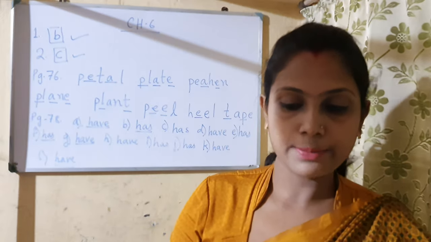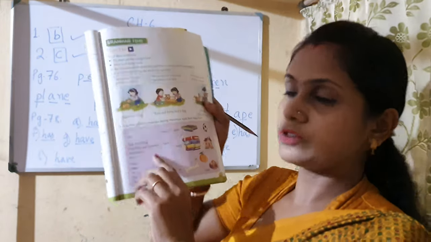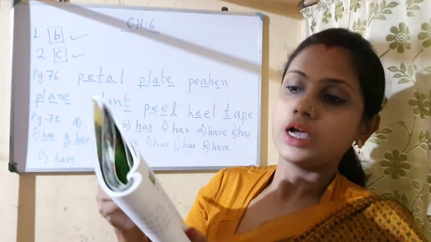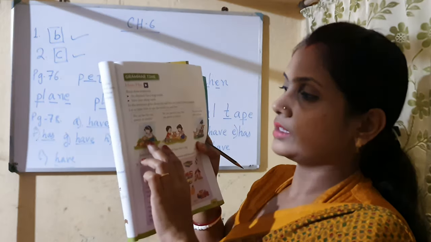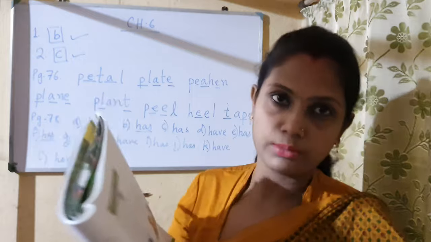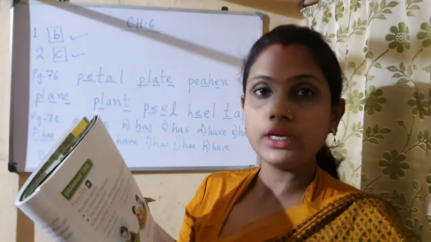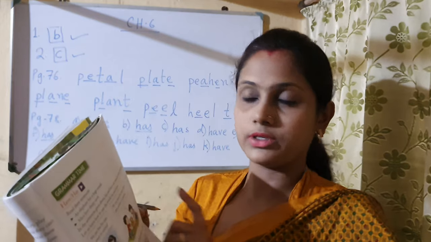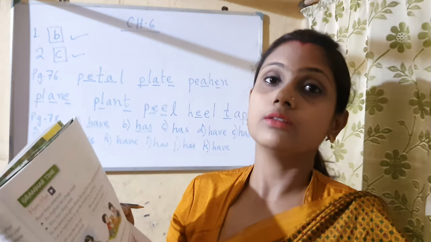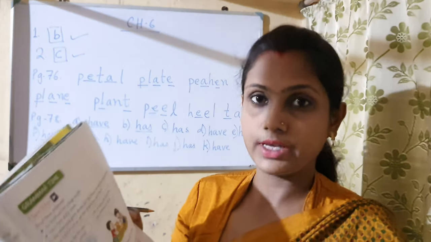Now see, the table is given here in your book. So this page you have to go through. Now you can see here the girl is playing with the dog. We use has for one person or animal. When do we use has? For one person or animal. We use have for more than one person. And when do we use have? When more persons or more animals are present, that time we use have.